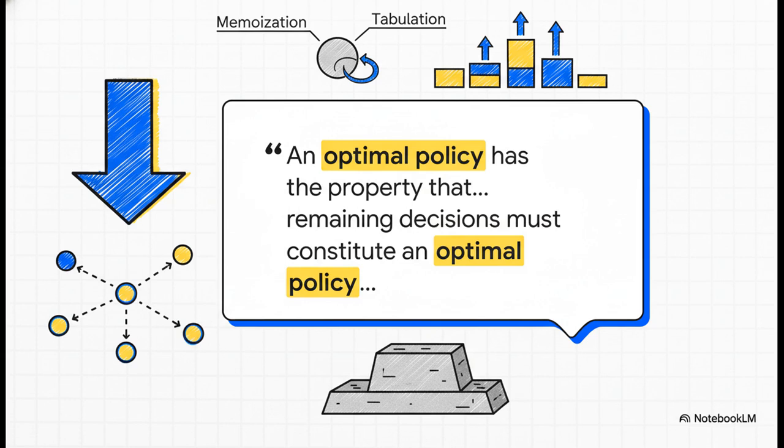At the end of the day, both of these methods are just two sides of the same coin. They both rely on Richard Bellman's principle of optimality. And that's really just a fancy way of saying that the best solution to a big problem is made up of the best solutions to its smaller parts. Memoization and tabulation are just different strategies for finding those smaller solutions and building them up.